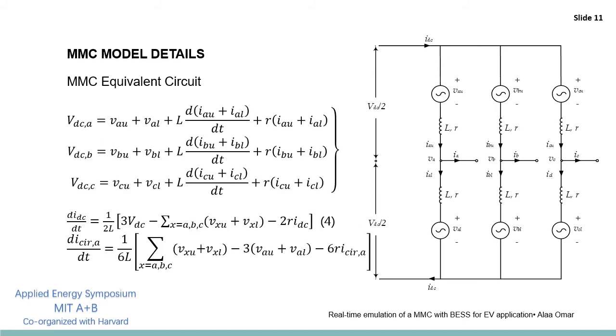The DC current value is calculated from the DC voltage of the three legs of the converter, as shown in equation number 4. Finally, the circulating current, which circulates in the converter legs and arms, is a very vital component to determine the converter arm currents. This current originates from the voltage differences between the upper and the lower voltage in one leg and between leg voltages. The circulating current equation is expressed in the last equation in this slide.